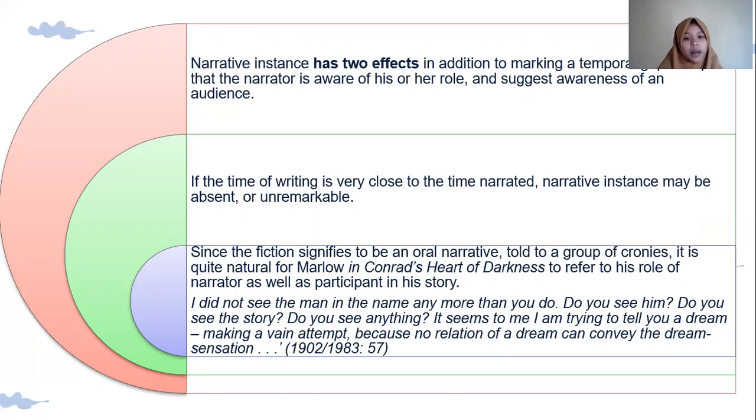In this example, Marlowe tries to present himself as a reflective man who invites a similarly thoughtful reaction from his audience. Also, Marlowe asks questions three times: Do you see him? Do you see the story? Do you see anything? This may give an awareness of the audience, that the questions should be answered. And the narrator is trying to represent himself as a reflective man. So it is included in the form of narrative instance, since it implicitly encodes the difference between the story time and the time of preparation.